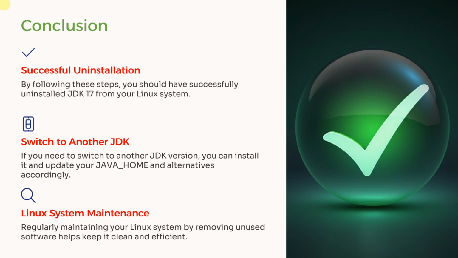So the conclusion is, by following these steps, you should have successfully uninstalled JDK 17 from your Linux operating system. If you need to switch to another JDK version, you can install it and update your JAVA_HOME and alternatives accordingly.